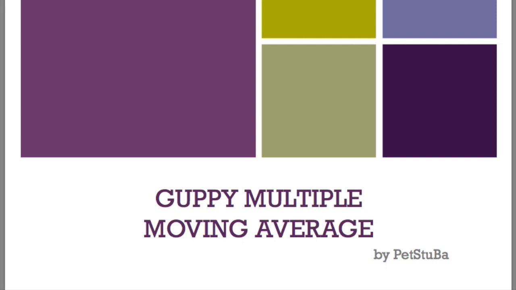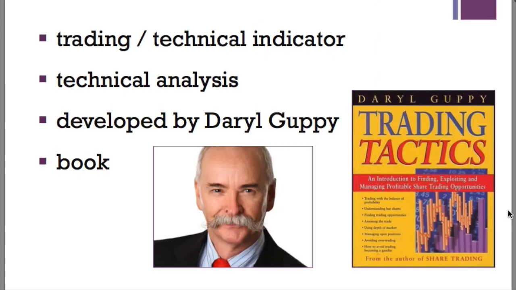In this video I will talk about the Guppy Multiple Moving Average. It's a trading indicator, a technical indicator that traders, or in general people, use in their technical analysis, right? It has been developed by Daryl Guppy. This was Daryl Guppy, really cool guy by the way, very intelligent, and he wrote this book, Trading Tactics. Very interesting.